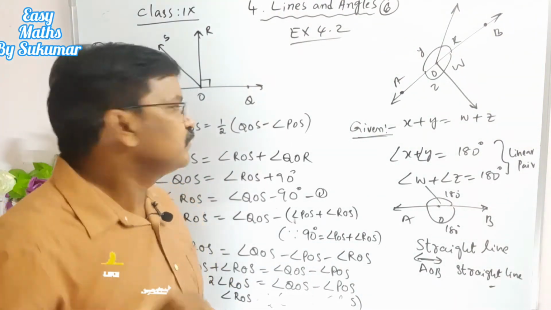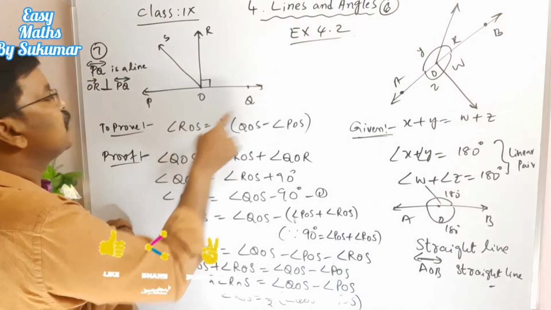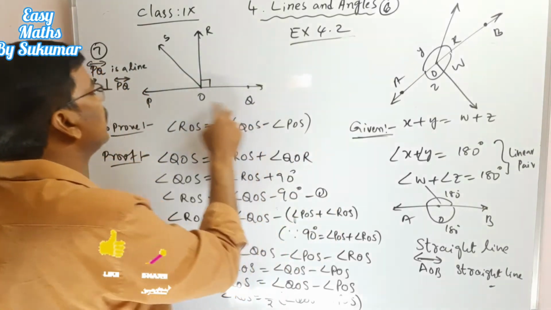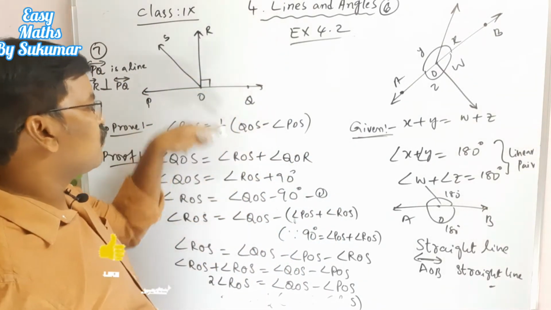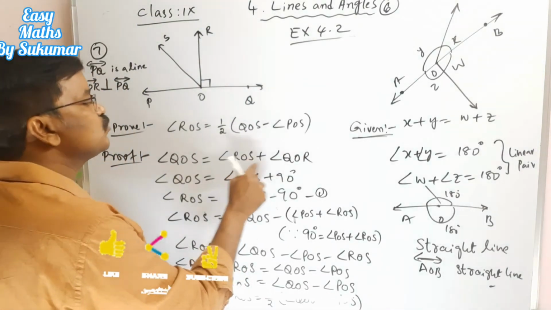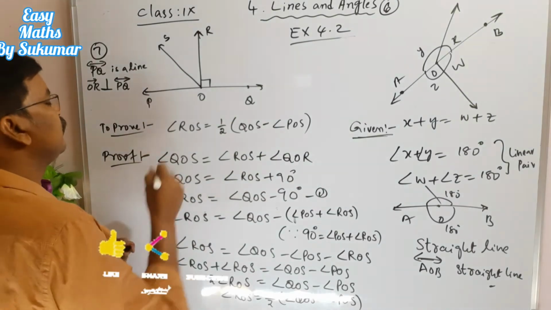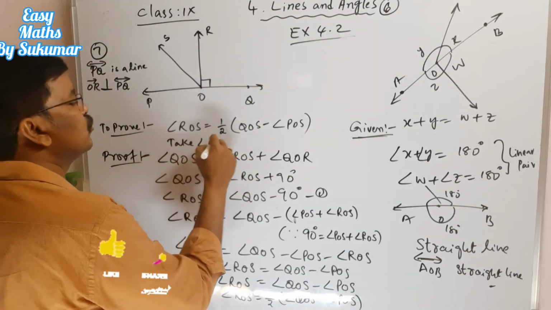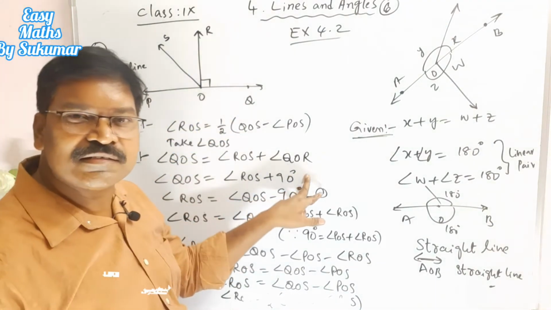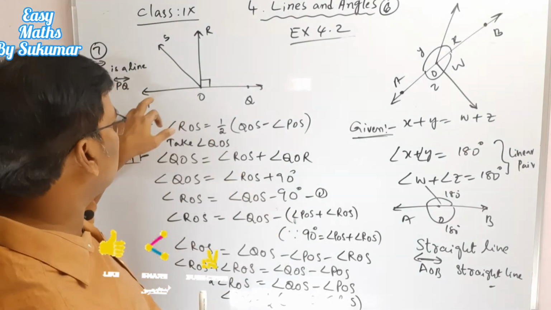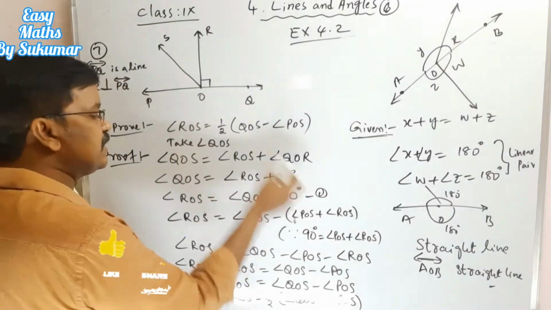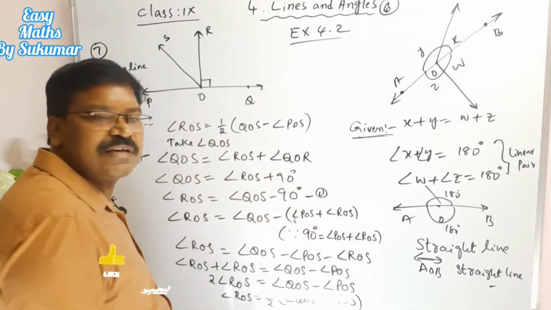Just remember, this angle QOS has to be taken in the beginning, first step. QOS can be written as ROS plus QR. Most of the students, they confuse here. That's why I'm telling you. ROS plus QR. We take what? Angle QOS. This is the sum of the two angles. But angle QOR means 90 degrees. But instead of this 90 degrees, I will write POS plus ROS. This is the second key of the proof. Instead of this 90, angle POS plus angle ROS.